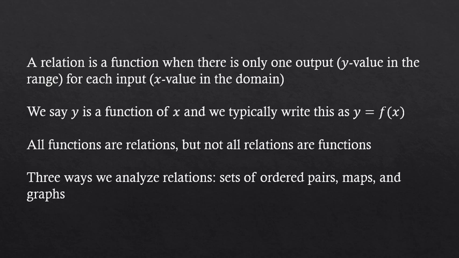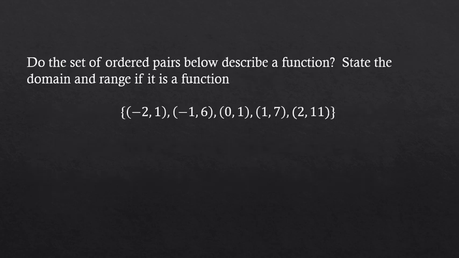There are three ways that we can analyze relations to see whether or not they are functions: sets of ordered pairs, graphs, and then the other thing we're going to take a look at are things called maps. So kicking it off, if you're given a set of ordered pairs, you should be able to tell if it describes a function or not. Does this set of ordered pairs below describe a function? If it does, state the domain and range.